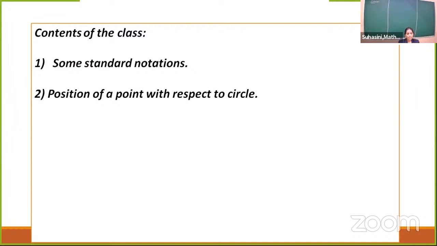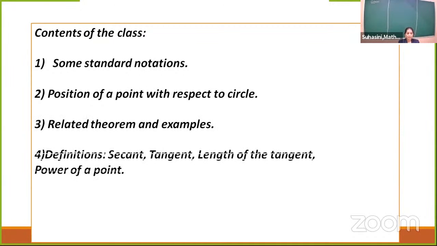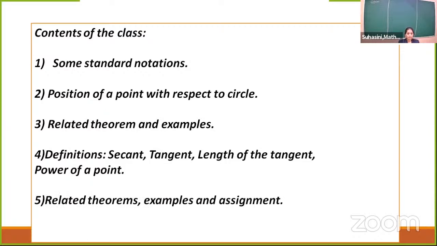Today we are going to discuss some standard notations, position of a point with respect to a circle, related theorems and examples, definitions, secant, tangent, length of the tangent, power of a point, related theorems, examples and assignment.